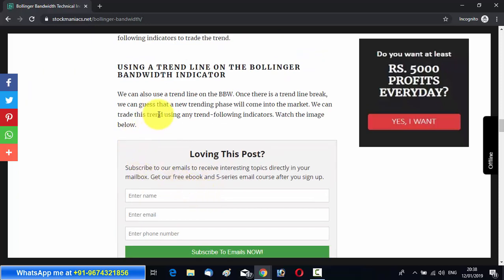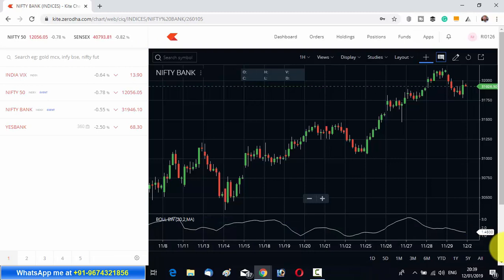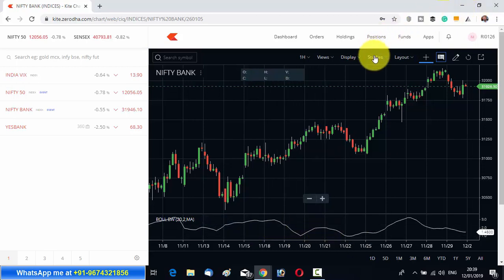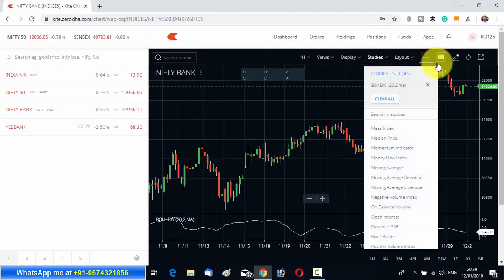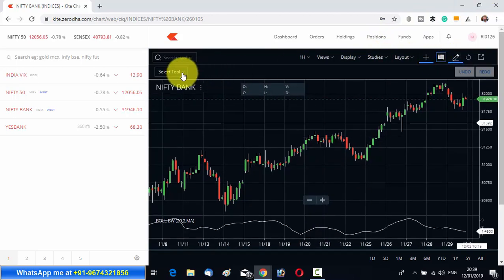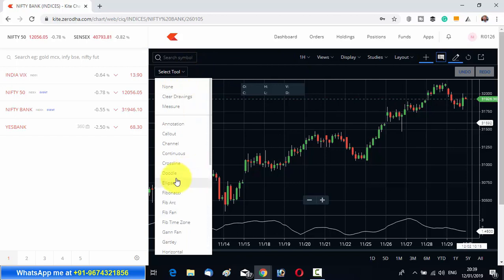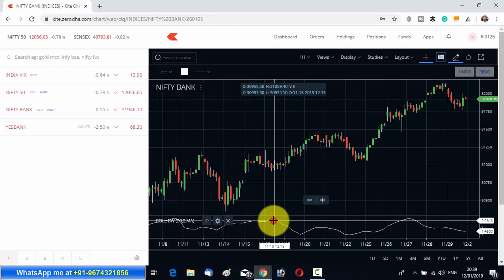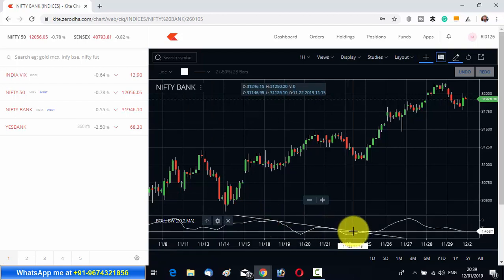Next, you can use a trend line on the Bollinger Bandwidth indicator. So this is a Bank Nifty hourly chart. On this chart, you can see the Bollinger Bandwidth is creating peaks. This is a peak, this is another peak. Now if we connect the peaks with a trend line from the drawing tools, taking a ray or a line, we simply create a trend line.